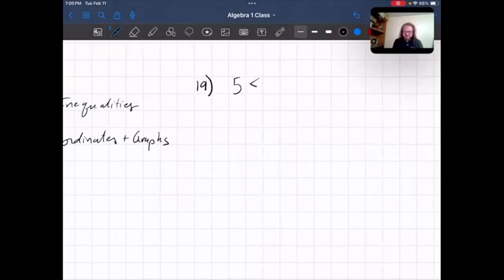5 less than or equal to negative x. Now there's not a lot of things going on here, but we have to make sure that we're keeping track of everything that we do. All right, so the first thing is that I've got negatives, and I want to get rid of those negatives so that I have a positive x. But remember, when I multiply or divide by a negative with an inequality, I have to flip the sign. So this is going to give me negative 5 is greater than or equal to x.